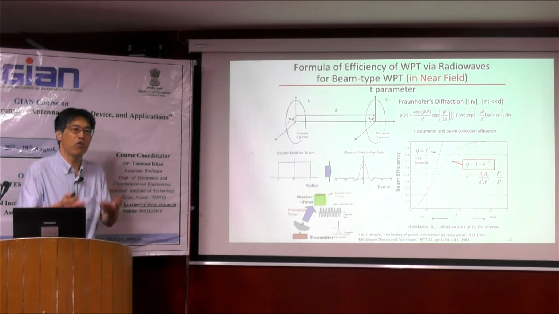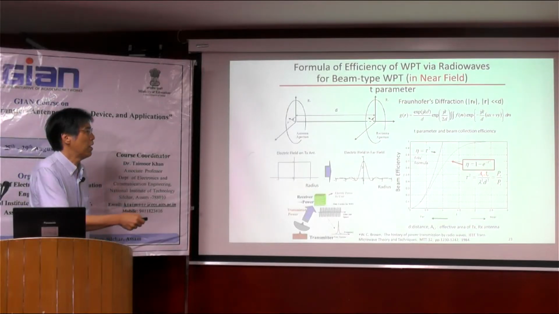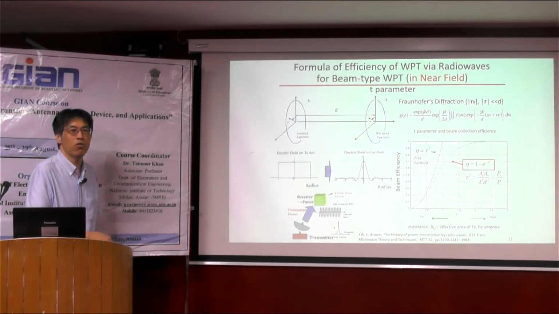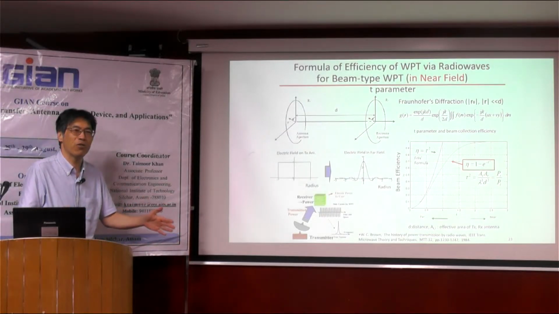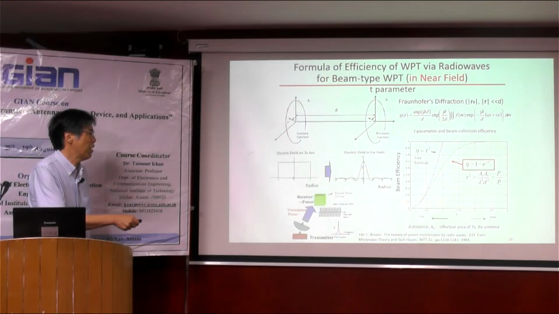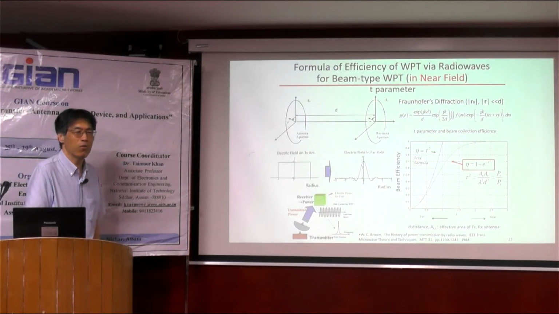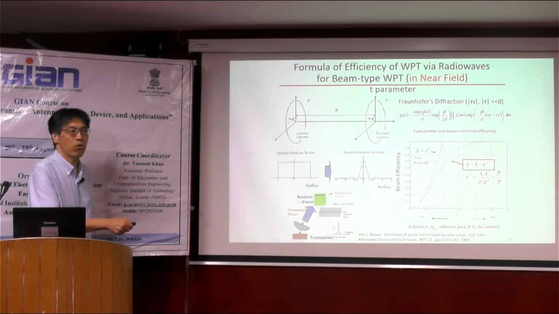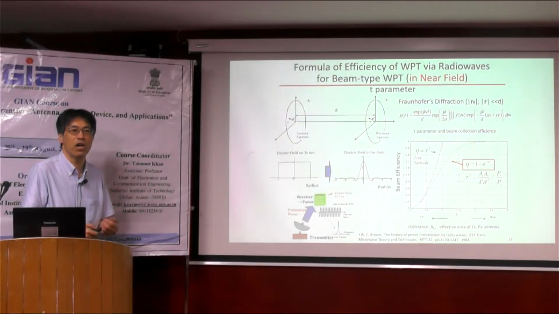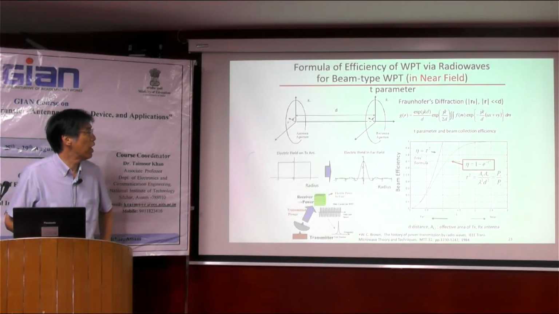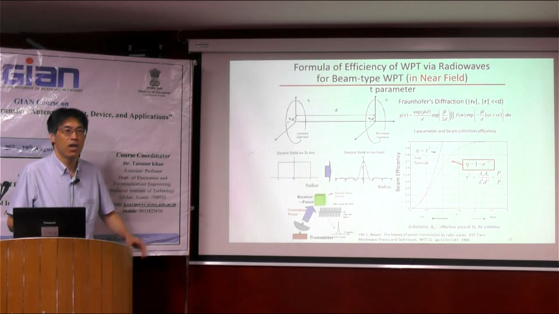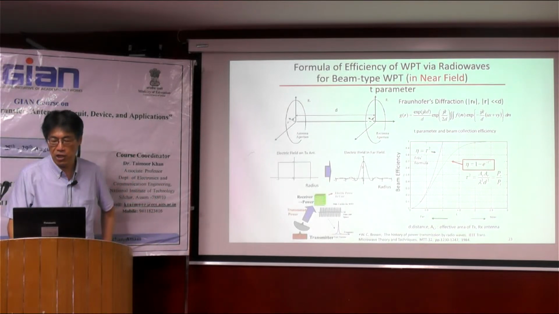So I recommend you to use this formula instead of the Friis transmission formula. Even if the distance is very far, like in a wireless communication system, the result is the same. So this is a real transmission formula without any assumption. This is the formula of the efficiency at each distance.